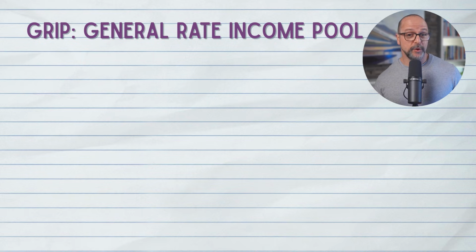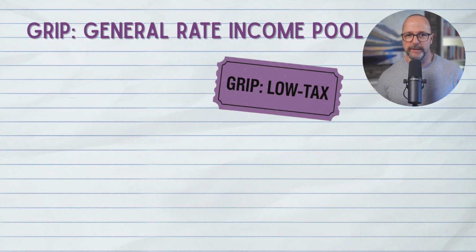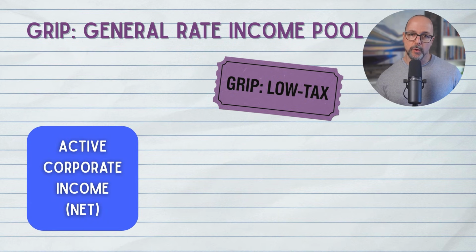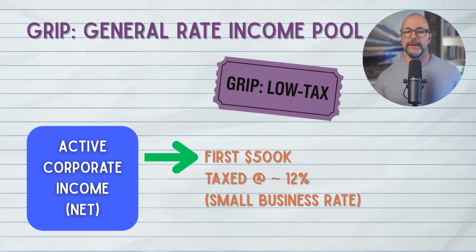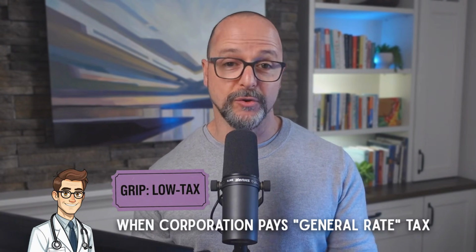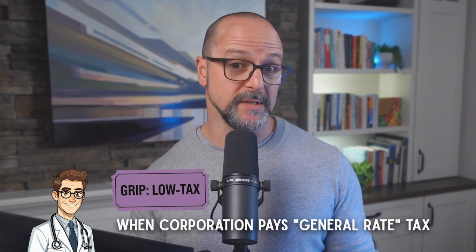And finally, we have the GRIP account, or the General Rate Income Pool. You can think of this as Dr. Alex's low tax coupon. Usually, small businesses like physicians' corporations pay a low corporate tax rate on most or all of their active business income. Usually that rate's about 12%, depending on your province. But Dr. Alex will grow a balance in his GRIP account. He'll get a GRIP coupon when, for one reason or another, his corporation is forced to pay the higher general corporate tax rate, which is about 26%.